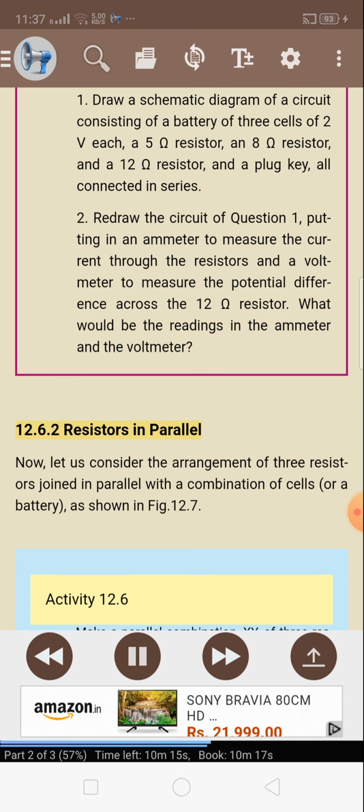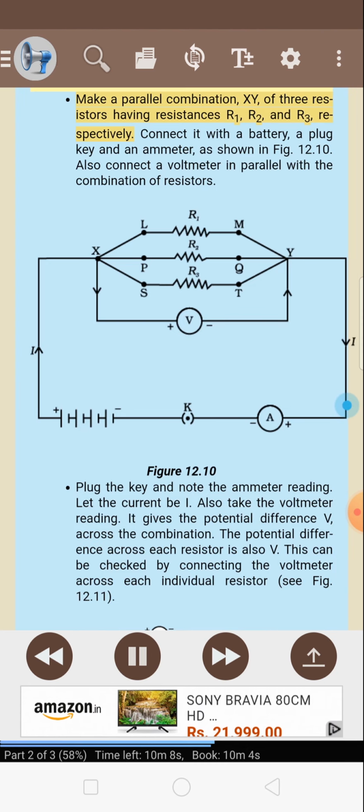12.6.2 Resistors in parallel. Now, let us consider the arrangement of 3 resistors joined in parallel with a combination of cells or a battery, as shown in Fig. 12.7. Activity 12.6. Make a parallel combination, XY, of 3 resistors having resistances R1, R2, and R3, respectively. Connect it with a battery, a plug key, and an ammeter, as shown in Figure 12.10. Also connect a voltmeter in parallel with the combination of resistors.